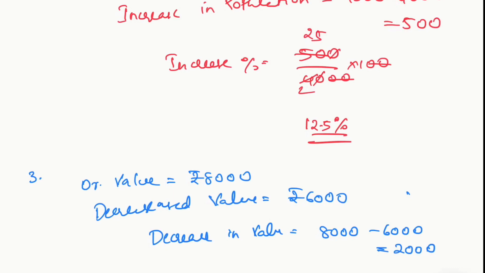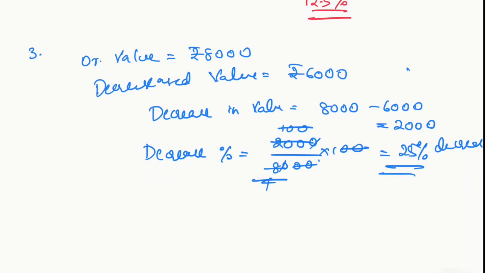So we can find the decrease percent. Decrease percent is equal to decrease in value, that is 2,000, by original value, 8,000, into 100. So cancel. 4s are 100. So that is equal to 25% decrease. In the earlier cases it was an increase, and in this case it is a decrease. Coming to the next question, the fourth one.